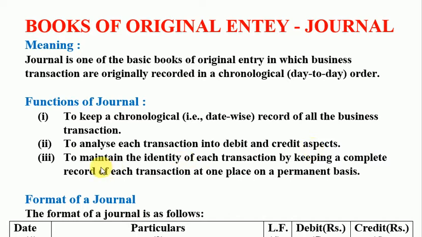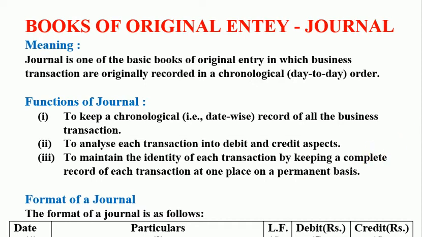Now comes another function, that is to maintain the identity of each transaction by keeping a complete record of each transaction at one place on a permanent basis. So with the help of journal, we can identify each and every transaction, and we can record all these transactions in one place on a permanent basis. Got it? So we have discussed these functions of journal.